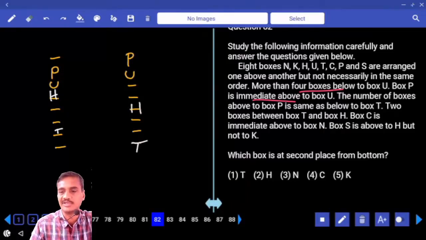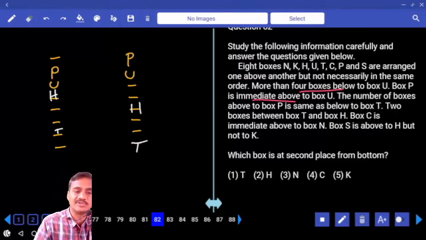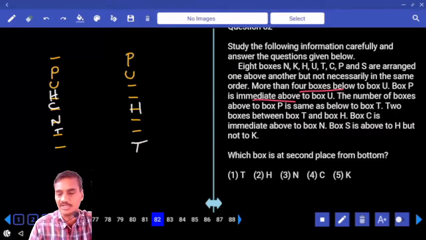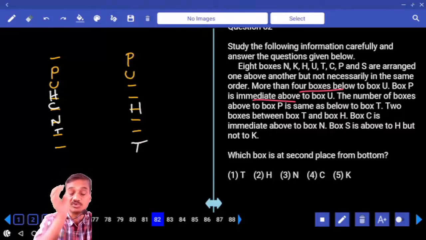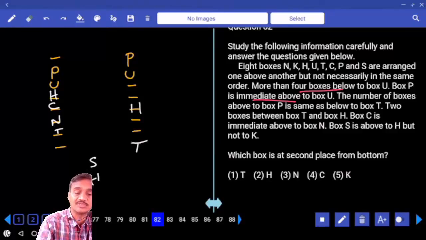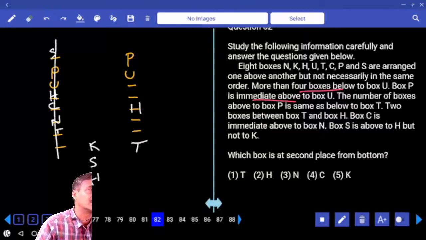And C is immediate above to N. C is immediate above to N, C is here and N is here. And S is above to H but not to K, which means S is below this K. Now S is above to H, S is here, but below K is not possible.